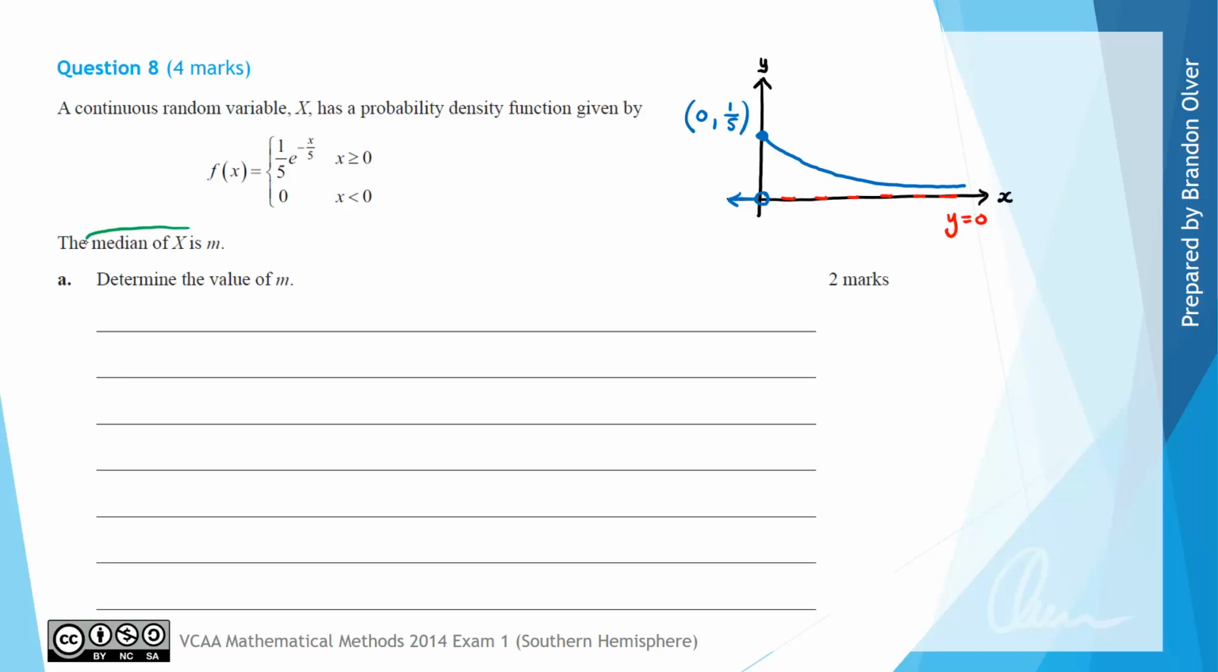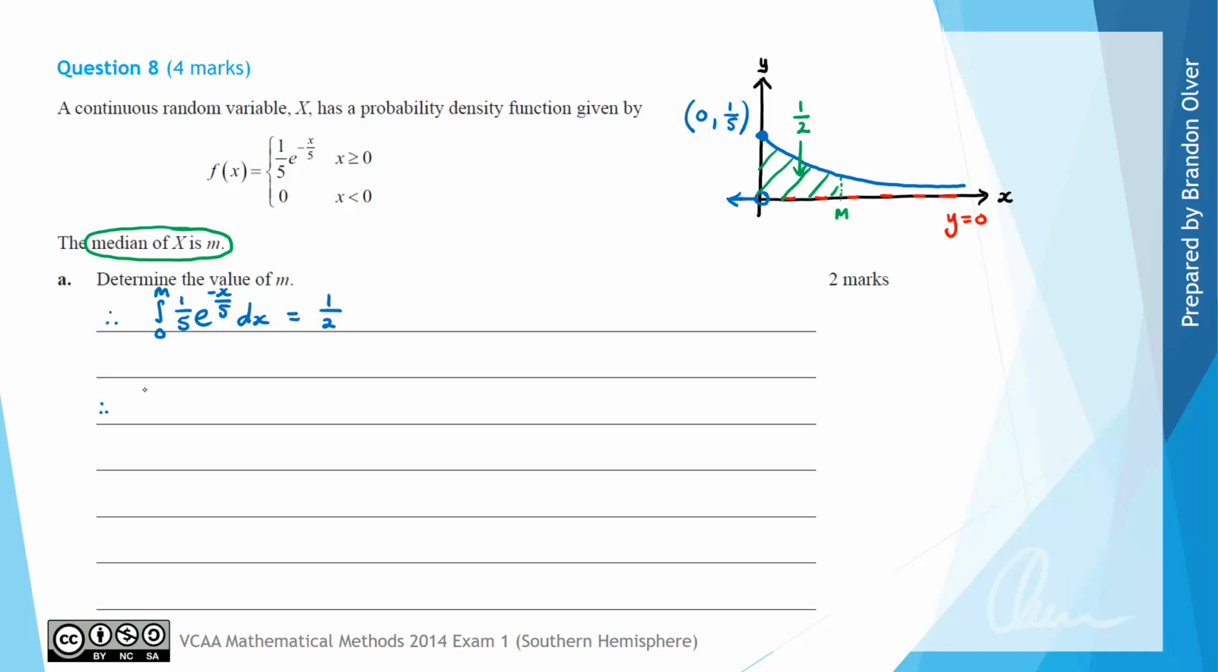And if m is the median, we can use that to set up this question. So there must be some value of m here, such that the area below it or above it is equal to a half. So the area here is 1/2 or 0.5. Therefore we know that if we were to integrate between 0 and m of the function 1/5 times e to the power of negative x over 5 with respect to x, that would equal 1/2.